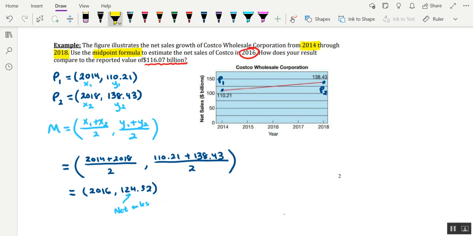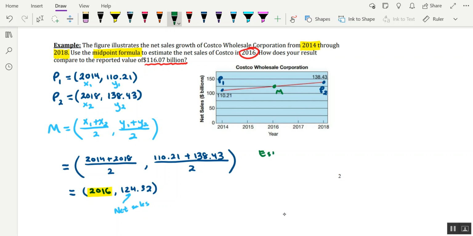Now the y-coordinate there would be an estimate of the net sales. The fact that we got 2016 as the x-coordinate would be another indication as to why you would use the midpoint formula if it didn't state it explicitly. 2016 happens to be the average of 2014 and 2018. So we're essentially calculating the point that's halfway between P1 and P2 on this line segment. And the y value for that point is an approximation of the net sales in 2016.